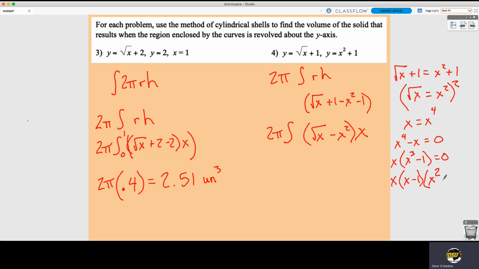So we square the first term. Then we multiply these two together, except switch the sign. So this becomes a positive x. And then we square the last term.